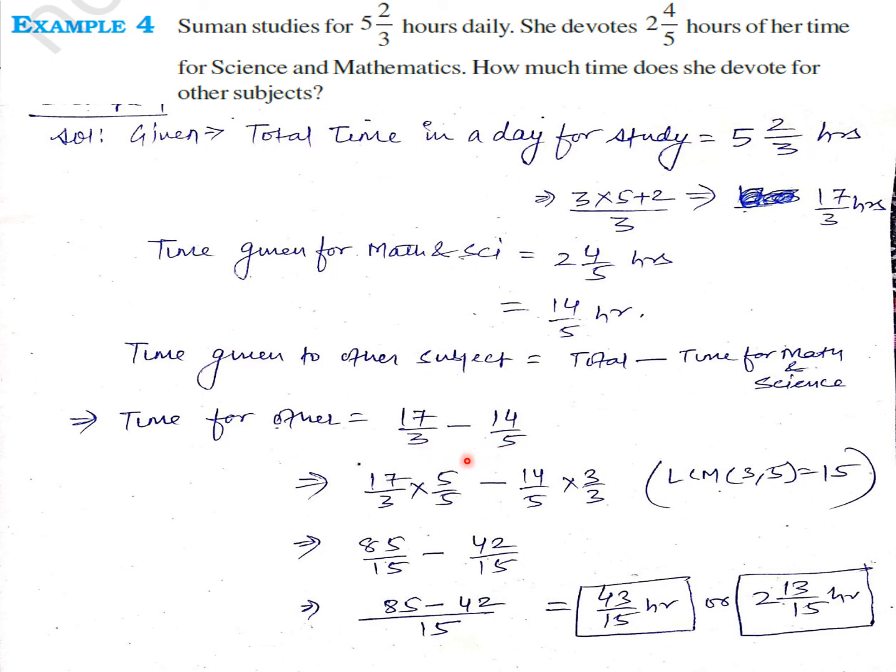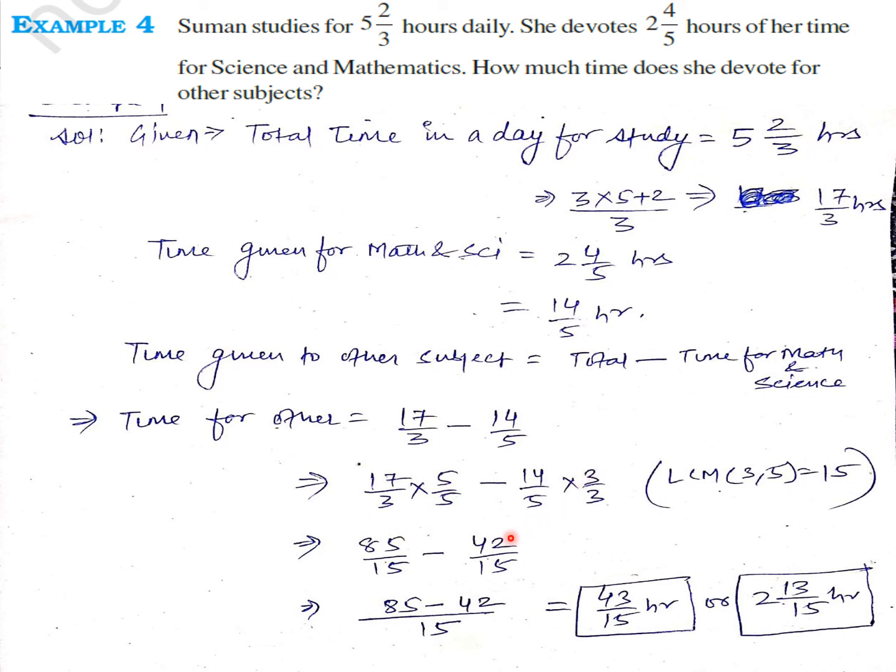First we will make them like fractions, and to make them like, I will take LCM of 3 and 5. LCM of 3 and 5 is 15, so I have to make denominators of both of them as 15. To make 15, I can see if I multiply 3 with 5, it becomes 15. That is why I multiplied with 5 upon 5. Similarly, 5 can be made 15 by multiplying with 3. So I multiplied with 3 upon 3. Now 3 5s are 15, 5 3s are 15. Bases are same. 17 5s are 85, 14 3s are 42.